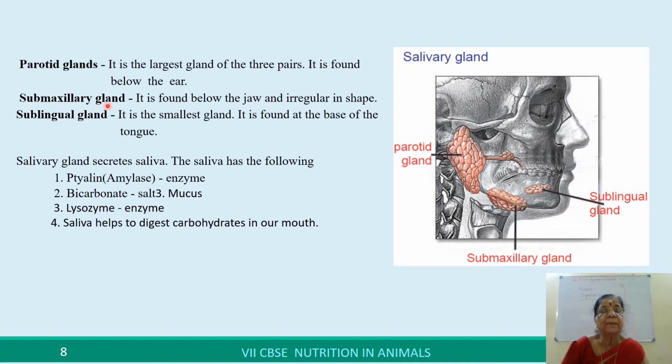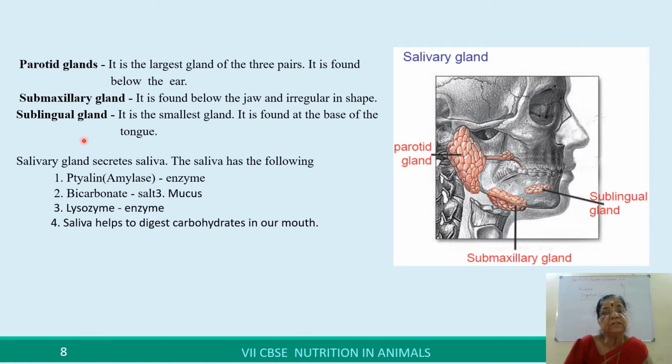Submaxillary or submandibular is at the angle of the jaw. Look at the figure with the pointer: this is the cheek portion, the parotid gland. This is the angle of the jaw, the submaxillary or submandibular gland. And beneath the tongue is the sublingual gland. So, three pairs of salivary glands.